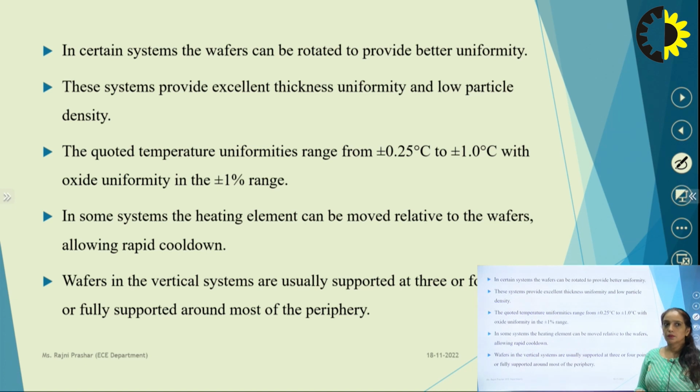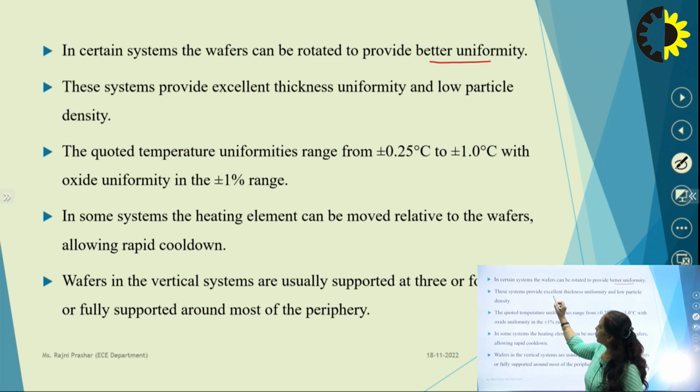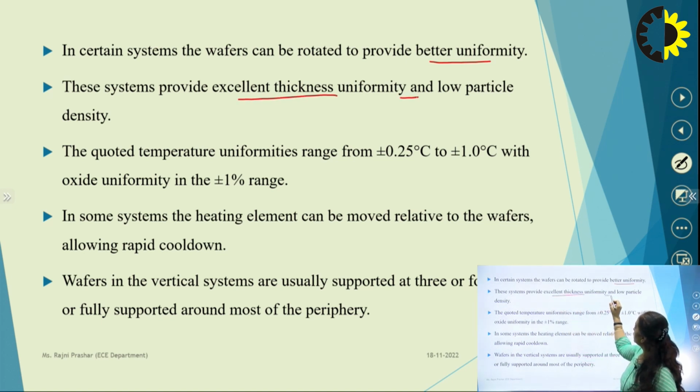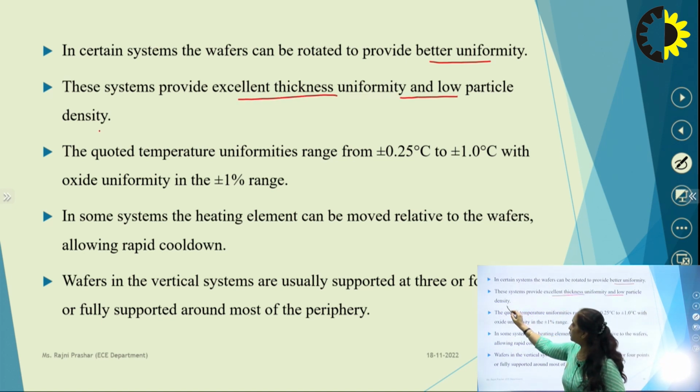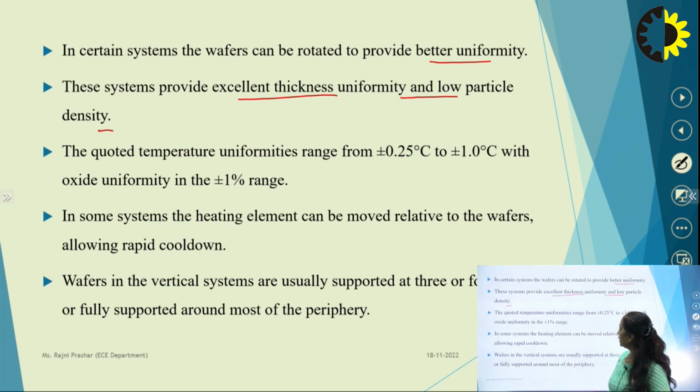So in certain systems, the wafers can be rotated to provide better uniformity, right? The wafers which are placed inside the furnace should be rotated so that we can have a better uniform growth over those wafers. These systems provide excellent thickness uniformity and low particle density, and the temperature uniformity range is plus minus 0.25 degree C to 1 degree C, with the oxide uniformity of plus minus 1%.